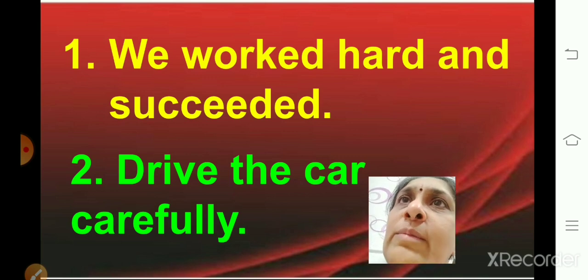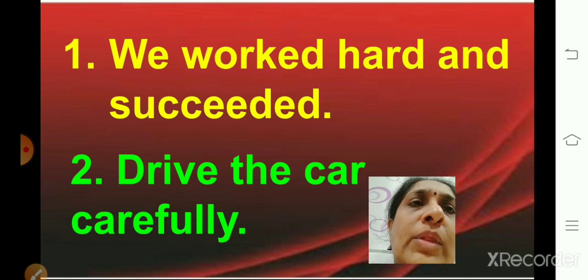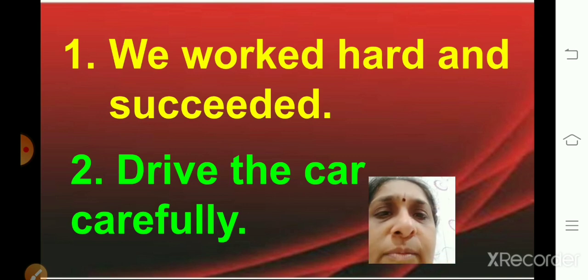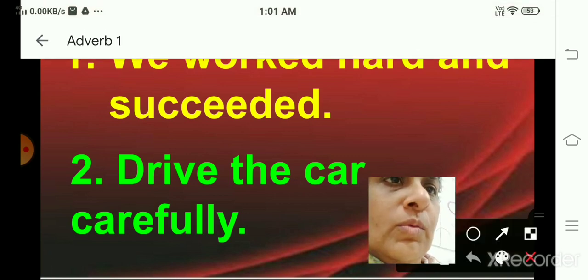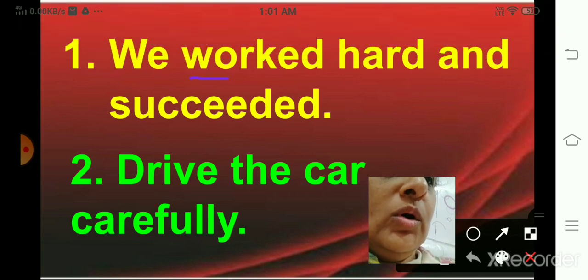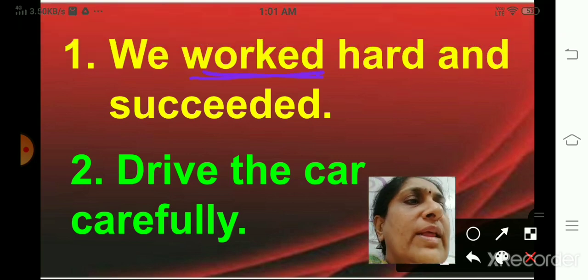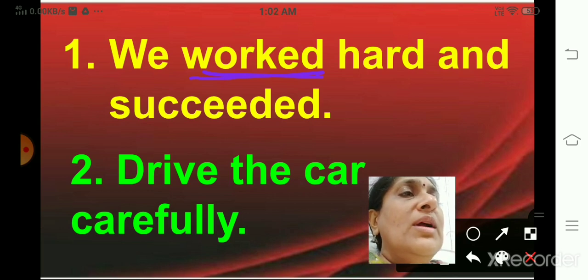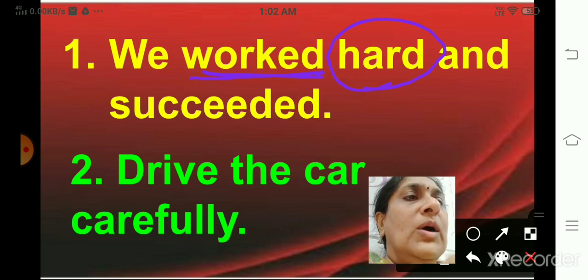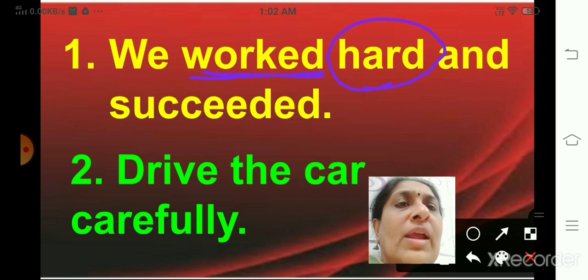So, tell me, children, what is the verb here? The verb is worked. Yes, and what will be the adverb? How did we work? We worked hard. So, hard is the adverb.